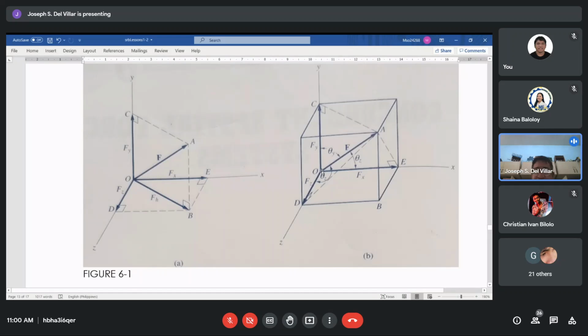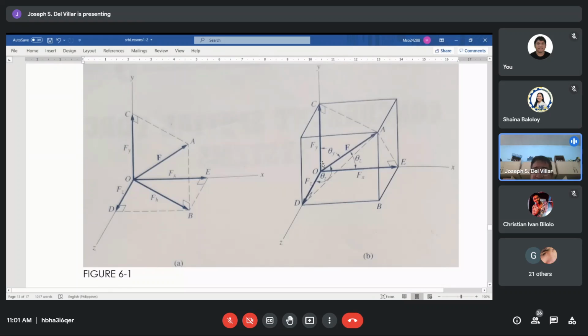So, itong OE is adjacent to theta sub x, and that angle is an acute angle of this right triangle. So, therefore, Fx is equal to F cosine of this angle. Okay? So, Fx, the x component of the force F, is equal to F cosine theta x. Now, similarly, if we drop a perpendicular from point A papunta dun sa positive y-axis, so that is the 90 degrees at point C. So we form a right triangle ACO. Okay? Triangle ACO with point C as the right angle.